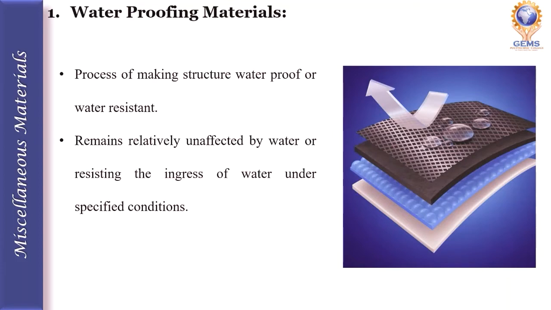Waterproofing means we are keeping the structure away from any water damage. Waterproofing is the process of making structures waterproof or water resistant. If you make the structure waterproof or water resistant, it will remain relatively unaffected by water, resisting the ingress of water under specified conditions. And we have many materials which are used for waterproofing. So let's see them.